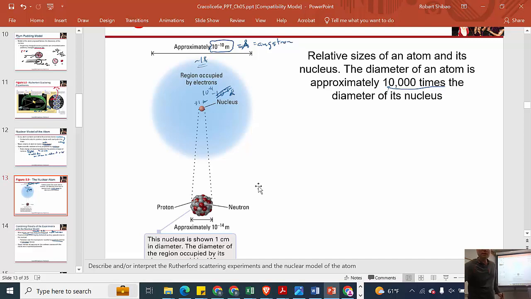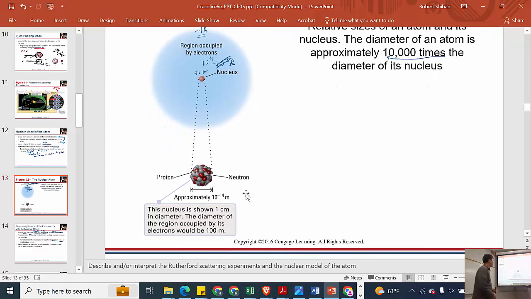To put that in perspective, if the nucleus shown is 1 centimeter in diameter, then the diameter of the atom would be 100 meters. If you took a football field, which is about 100 meters, and right in the center you made a 1 centimeter divot, that would be the size of the nucleus in relation to the size of the atom. So the nucleus is extremely small.